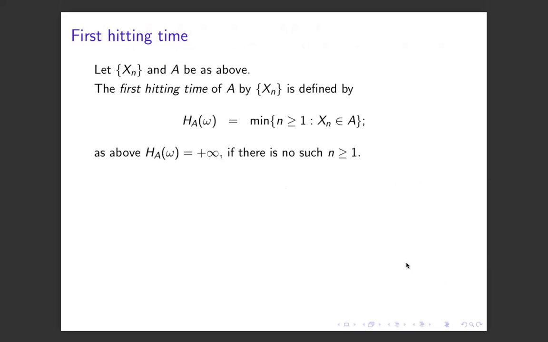So let xn and A be as before. Now we consider the hitting time. The first hitting time of the set A by the process xn is defined by h sub A of omega is the minimum n greater than or equal to 1 such that xn is in A. As before, if there is no such n greater than or equal to 1, then this is plus infinity.